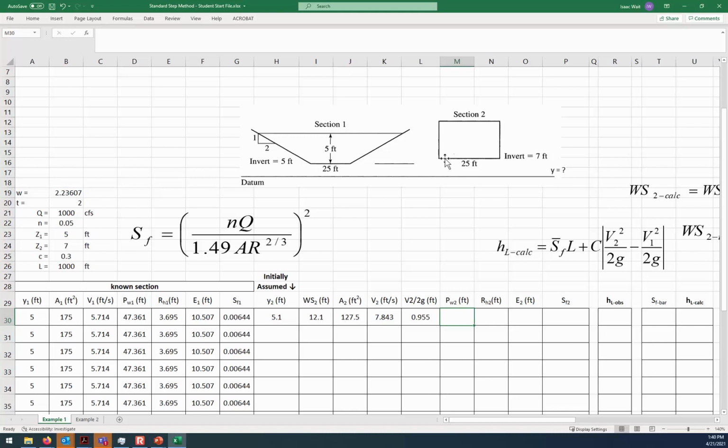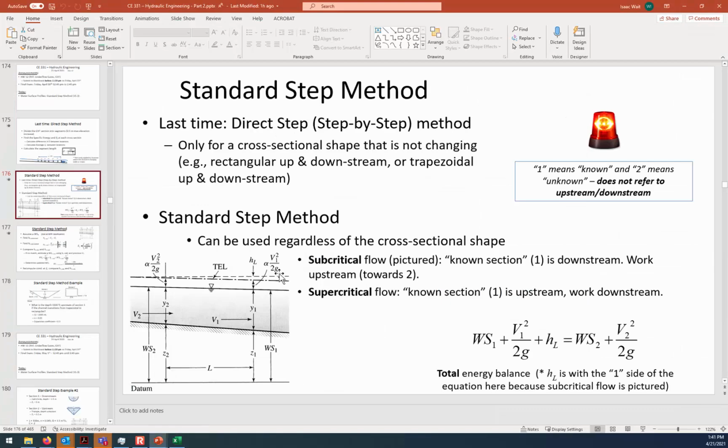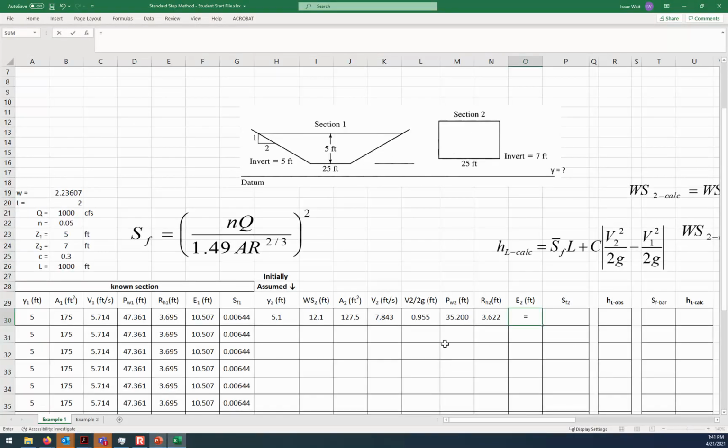Wetted perimeter for a rectangular channel is just going to be the bottom width plus 2 times the depth. So it'll be the sides and the bottom: 2 times the depth plus the 25 meter width across the bottom. That's our wetted perimeter. Hydraulic radius by definition is the area divided by the wetted perimeter. And now E2 is going to be the water surface plus the velocity head. That's how much energy there is at location 2. Okay, and we've got E2.